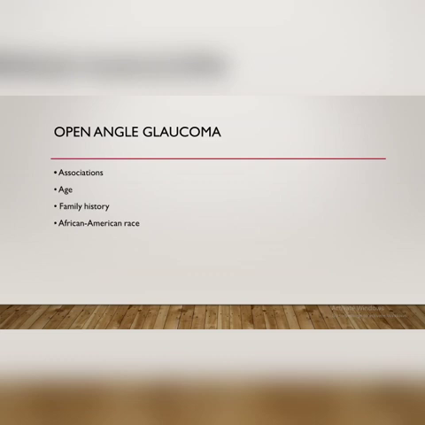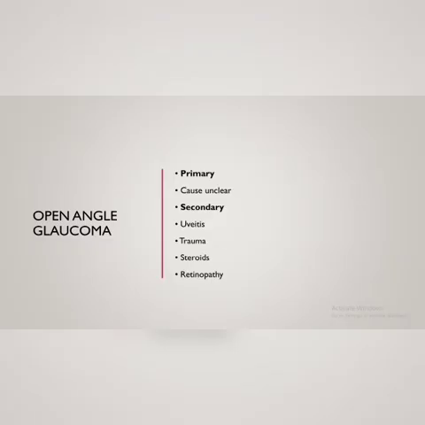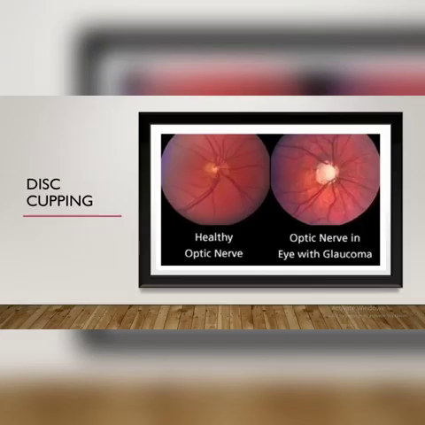When we talk about associations, adult patients usually have an increased risk for open angle glaucoma. There is also a link with family history and African American race. Causes: the primary cause is usually unclear. In the secondary causes, uveitis stays in first position. Trauma can be there. Steroids too, but it's not clear how steroids cause open angle glaucoma. Retinopathy is also associated with secondary glaucoma.